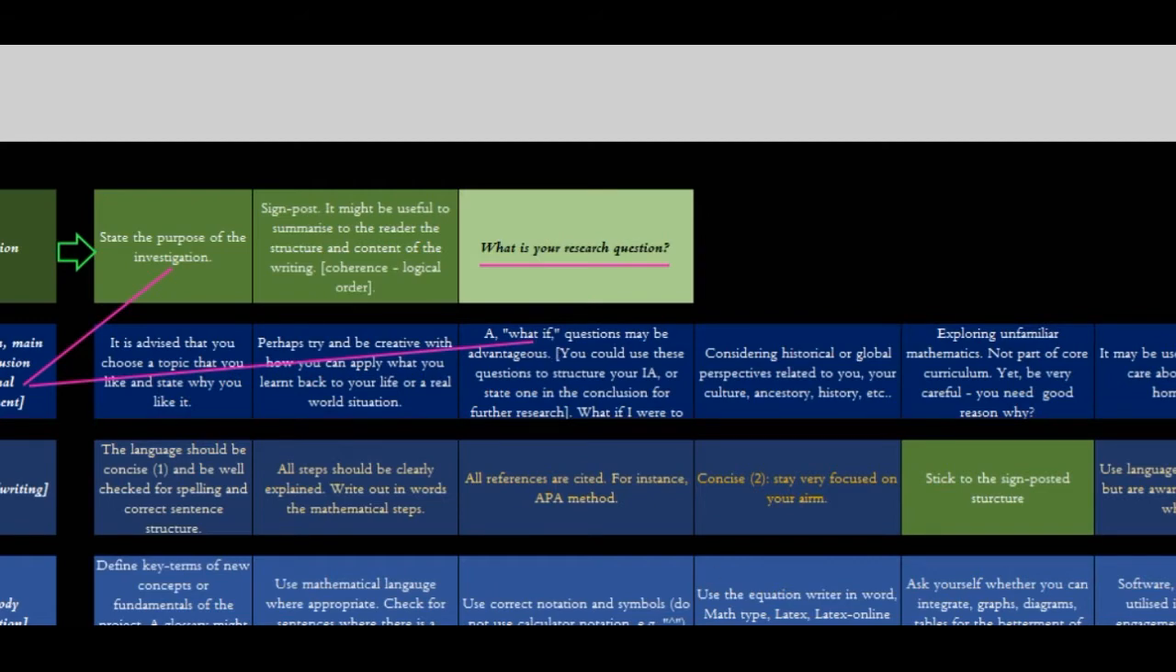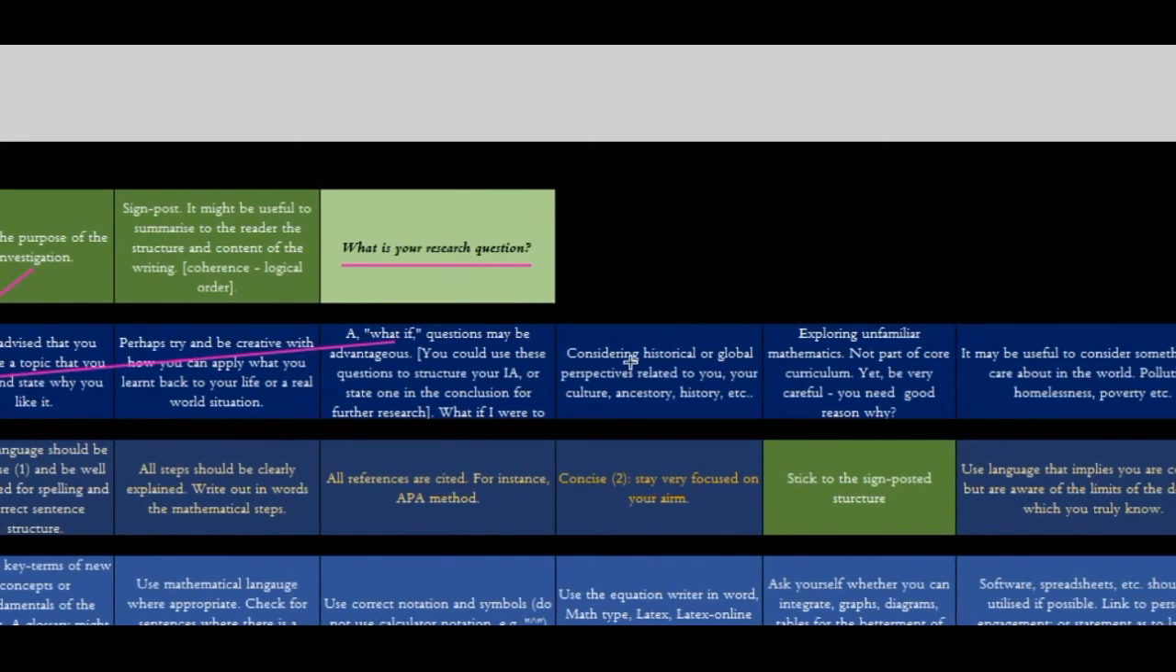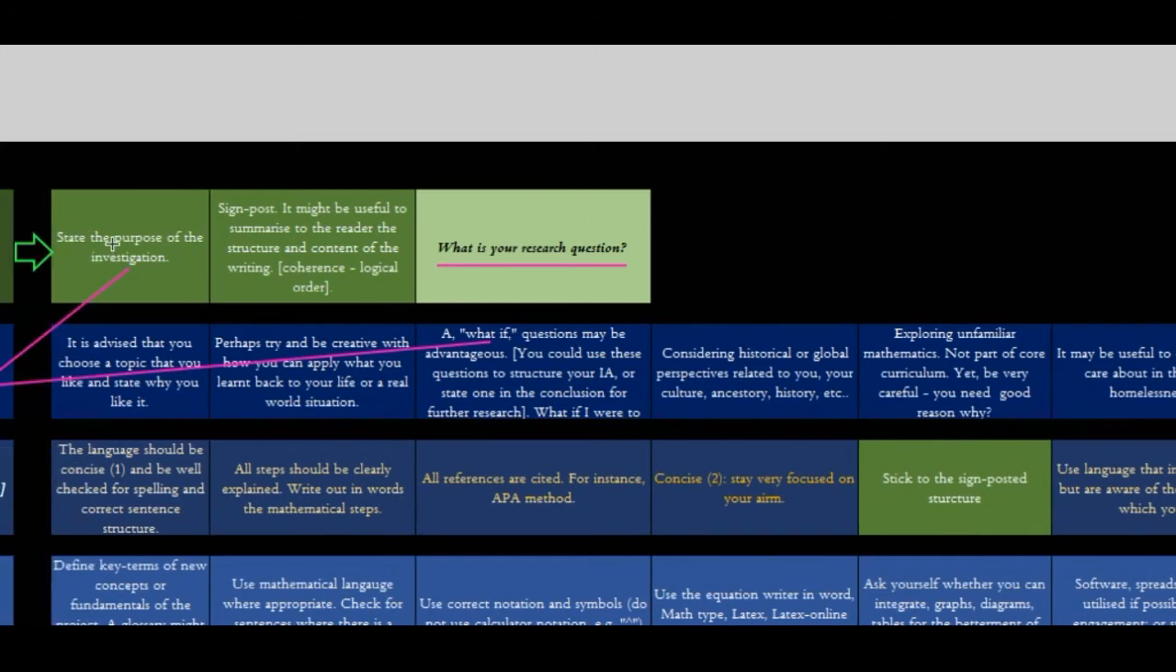Now, in terms of personal engagement going forward, I would like you to consider historical or global perspectives related to you. That is to say, your culture, your ancestry, your history. If you have the capacity to consider those things and relate them to why you are doing your investigation, to relate them to your research question. Remember, they need to be relevant, and it's not going to be relevant to all IAs. But if you have the capacity to do that, that can increase personal engagement further still.